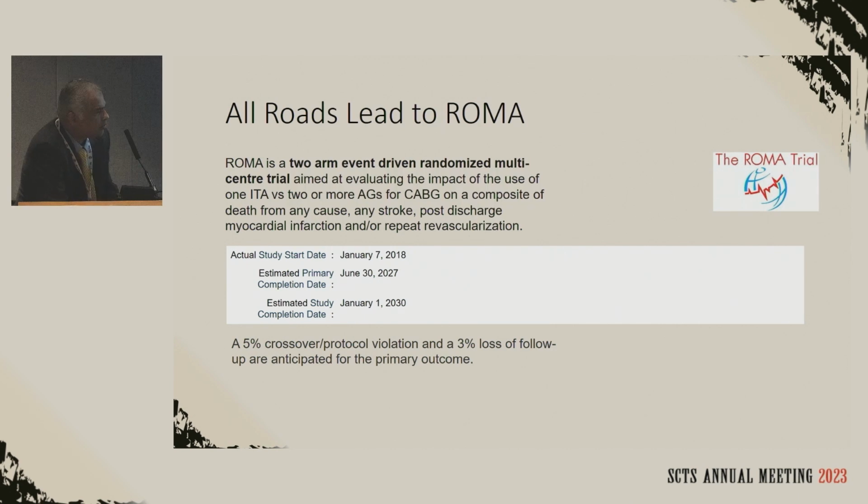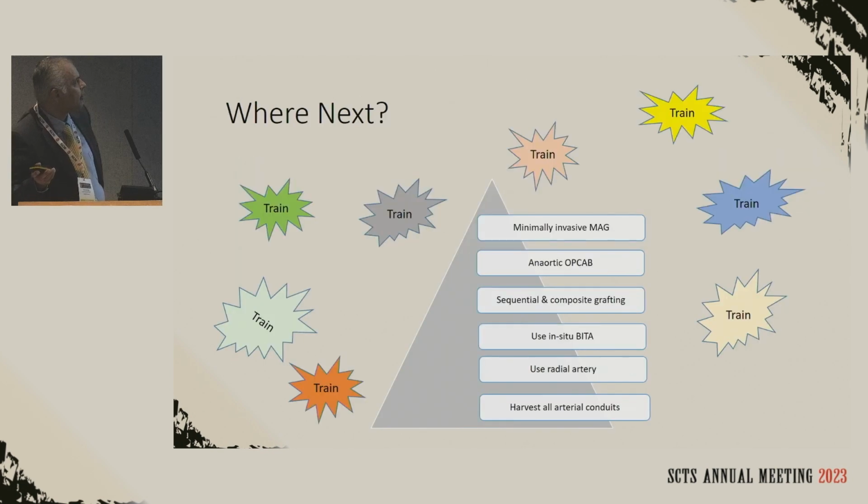And here it is, do all roads lead to Roma? So ART failed. Now, Mario Gaudino is hyper about this trial. He seems to think that everything's going to change once we have the results of the ROMA trial. And ROMA trial basically is, again, looking at radial as a second graft. Whether that's going to be the case, who knows? But I wouldn't get my hopes very high, and I'll tell you why.